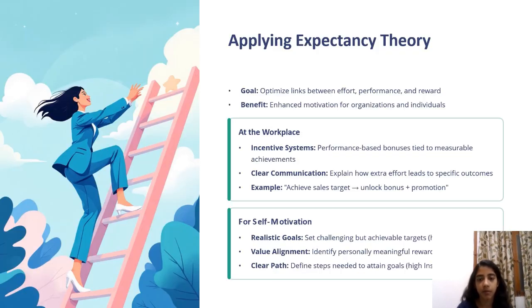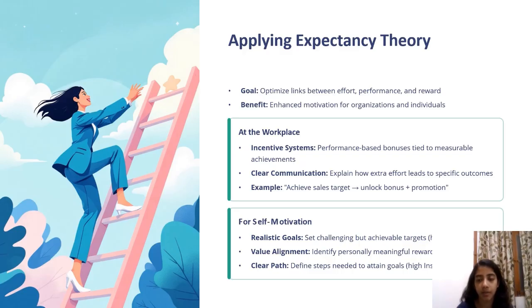Our next one is applying expectancy theory. The primary goal of applying expectancy theory is to optimize the link between effort, performance, and reward. This is done to enhance motivation for both organizations and individuals.